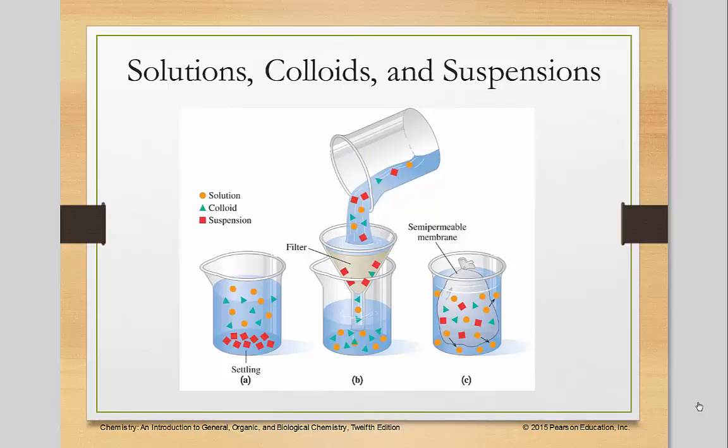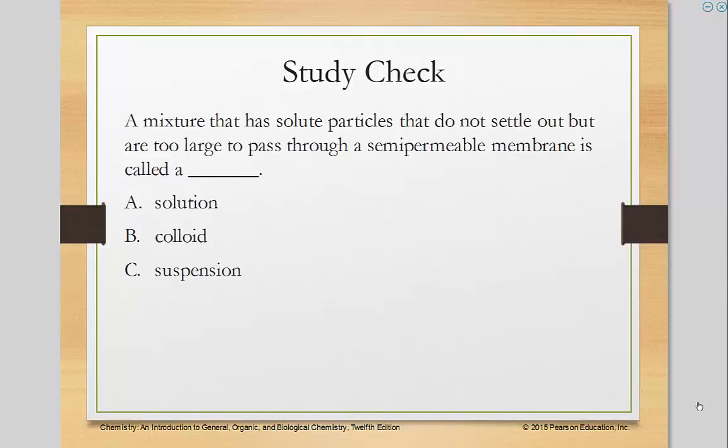So here's a picture of what we're talking about. Notice that on this one, the suspension is the only one going to the bottom. They're also the only one that gets stuck in the filter. The other two remain after it's been filtered. And then here, the solution particles are the only ones who can actually pass through that semipermeable membrane. So a mixture that has solute particles that do not settle out, so we know it cannot be a suspension because those settle, but are too large to pass through a membrane, so it's not a solution, it's a colloid.